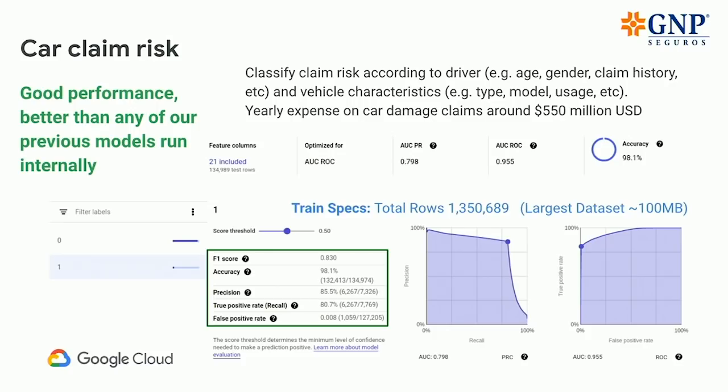Okay, hello to everyone. I will only explain how we are using AutoML Tables to solve insurance problems at GNP. As Enrique said, the first problem is car claim risk. This problem consists in determining and predicting the probability of a car accident using drivers' characteristics such as age, gender, claim history, as well as vehicle characteristics such as type, model, and intensity of usage.